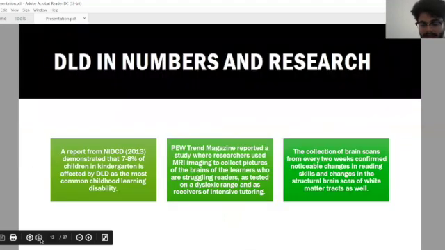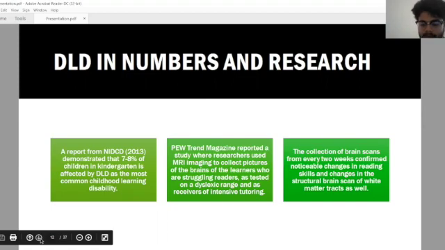And a report from NIDCD in 2013 demonstrated that 7 to 8% of children in kindergarten are affected by DLD as the most common childhood learning disability. As our understanding of brain development during the early school years is constantly evolving, we can explore how the role of educational experiences can be conditioning the brain structure and function.